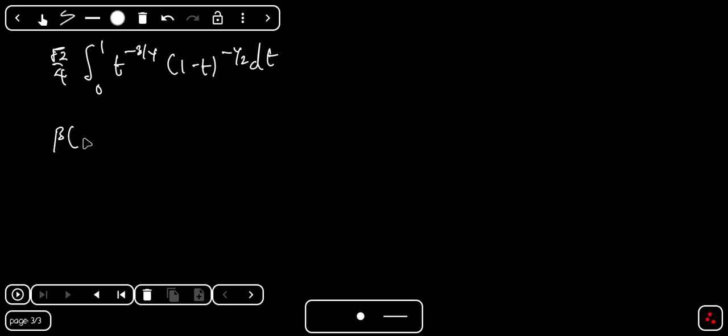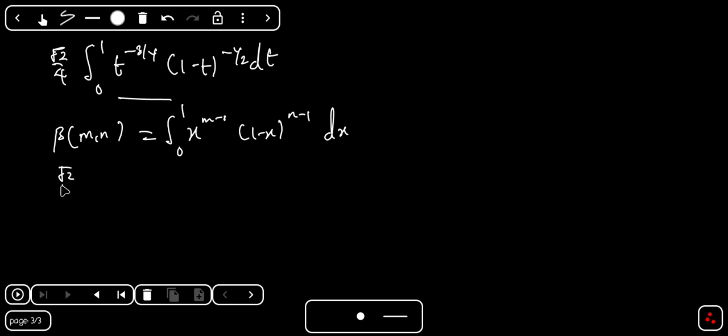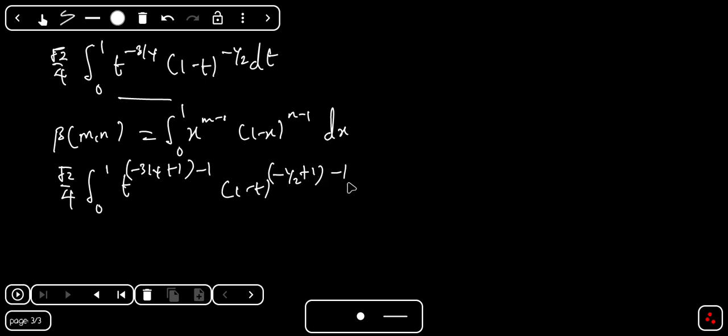If you have the beta function of m comma n, this is equal to the integral from 0 to 1 of x raised to the power of m minus 1, then multiply by (1 minus x) raised to the power of n minus 1, dx. So that's what is going to happen here also. So that will be square root of 2 over 4, multiply by the integral from 0 to 1 of t raised to the power of minus 3 over 4 plus 1 minus 1, then multiply by (1 minus t) raised to the power of minus 1 over 2 plus 1 minus 1, dt.